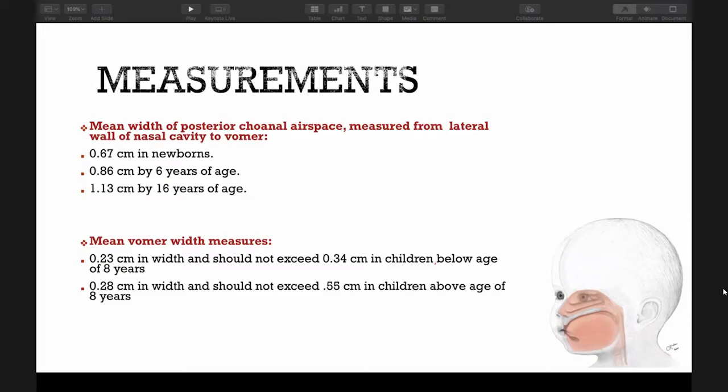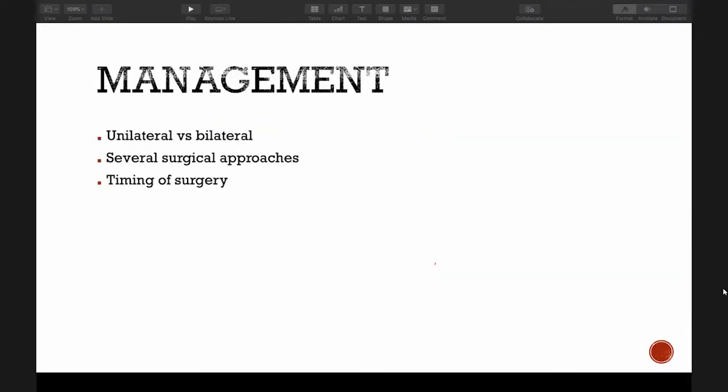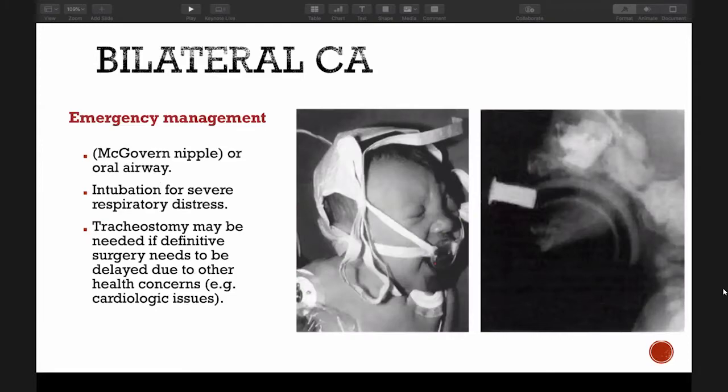Then we have 0.28 and should not exceed 0.25 in children above the age of 8. So the management will depend on whether it is unilateral or bilateral. We will talk about several surgical approaches and the timing of the surgery. Our emergency management in bilateral choanal atresia is to use a McGovern nipple or an oral airway. Intubation we will do for severe cases.